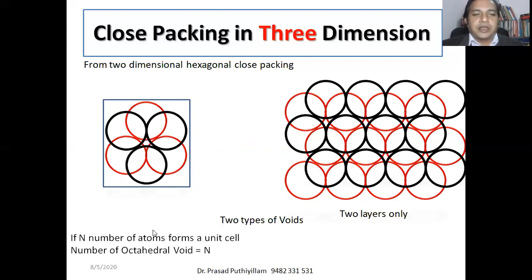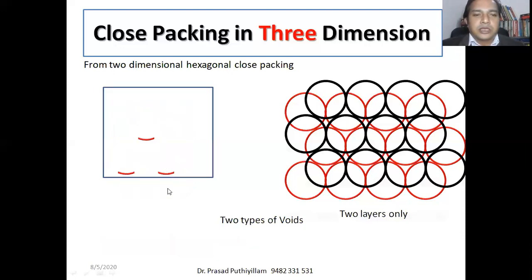So the number of octahedral voids: this is just 2 layers of atoms. If you consider a large number of layers, when it forms a crystal lattice, if n number of atoms form a unit cell of a particular crystal lattice, which gives the structure of that crystal lattice, then the number of octahedral voids will be equal to n. It will be the same.